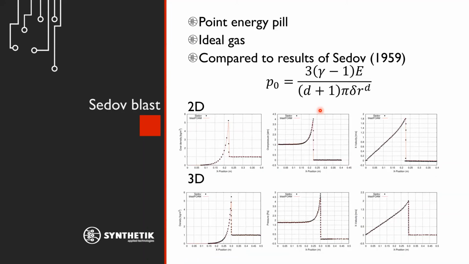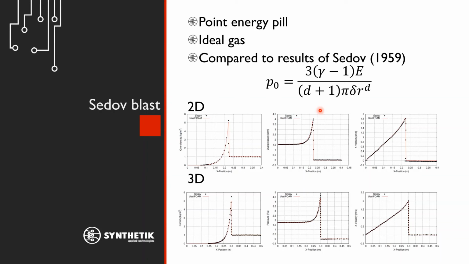Next, we have the Sedov blast wave. So this is essentially a point source detonation, or point source of pressure. And we're using an ideal gas here. And then these are compared to the results of Sedov from 1959. This is an analytical solution.